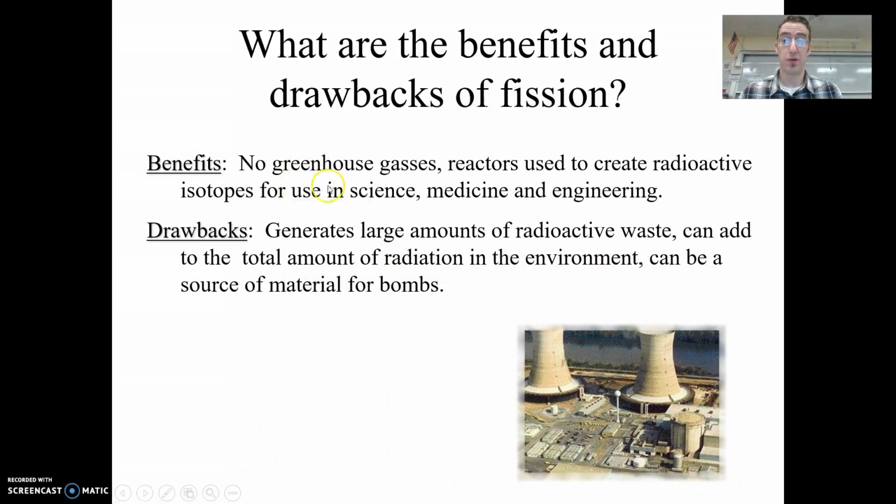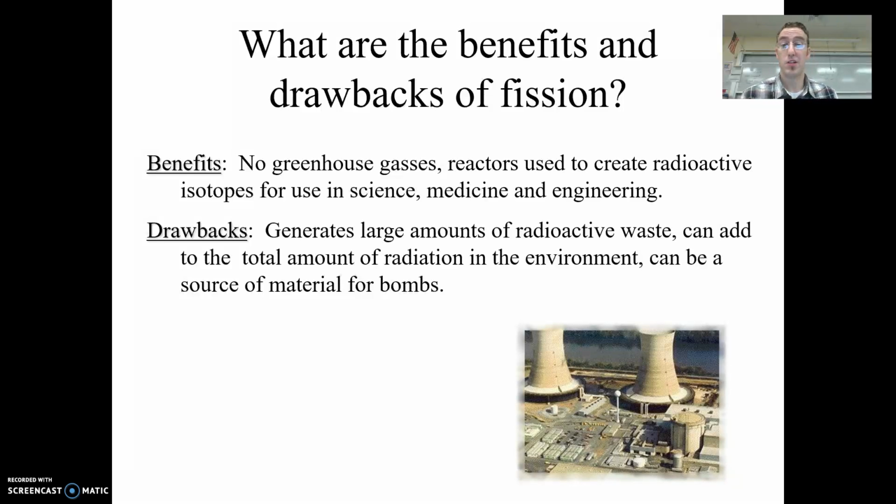Well, the benefits, first of all, they don't release greenhouse gases like carbon dioxide. So they produce less things that affect global warming than burning coal or gas. And nuclear reactors also create radioactive isotopes that are used in science, medicine, and engineering. You may have heard of places like the proton therapy lab, where they actually use products from nuclear fission to help fight cancer, for instance.